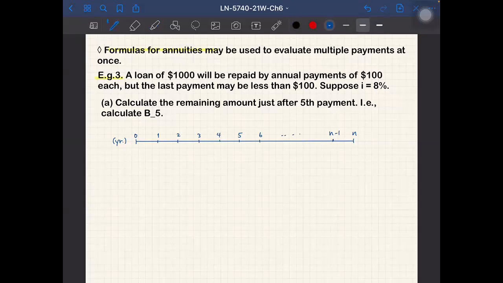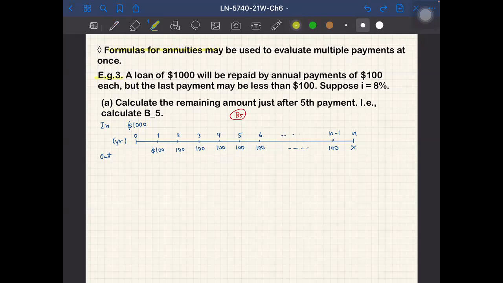Okay, so the situation is that we borrow $1,000. That means we have a cash inflow of $1,000 at time 0. Then we have to repay this amount by $100 each from 1 to, say, n-1. Then the last payment may be less than 100. So this is the cash flow, and we want to calculate the balance at time 5, just after the fifth payment.